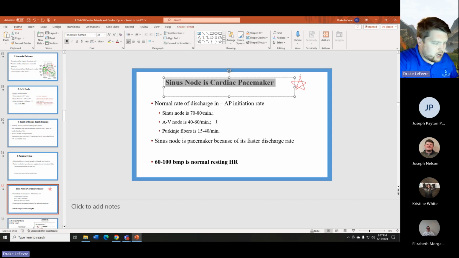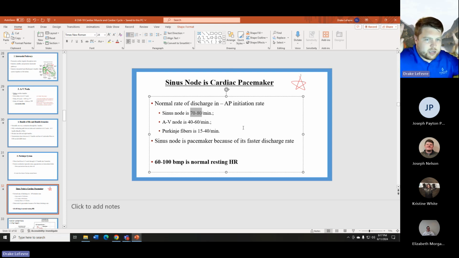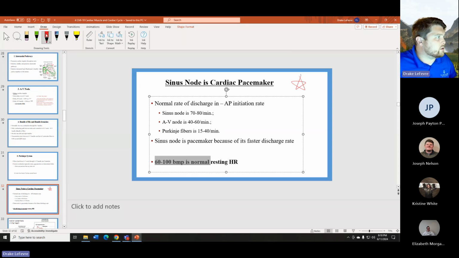This is usually how this is worded: the sinus node is the cardiac pacemaker. This is the normal rate of discharge. The real-world typical heart rate is somewhere between 70 and 80, but 60 to 100 is considered normal. So in a test question, this is always the answer you want to pick, that 60 to 100. That's our test question answer.